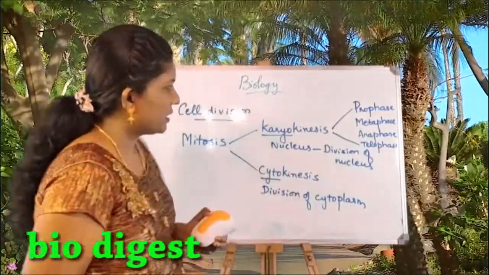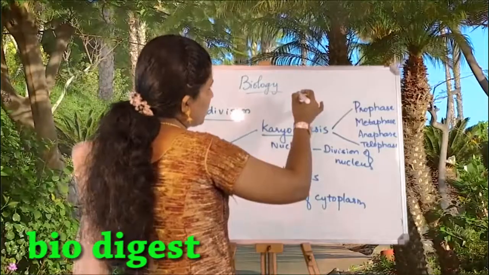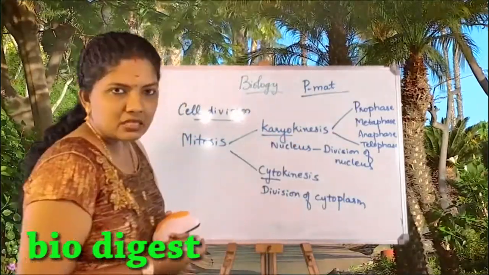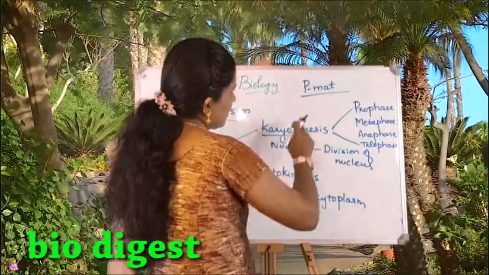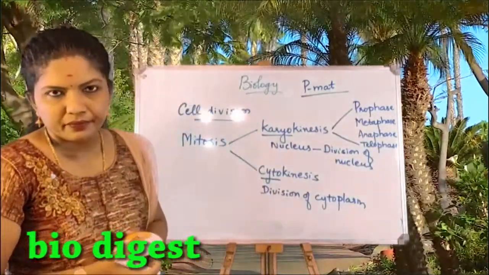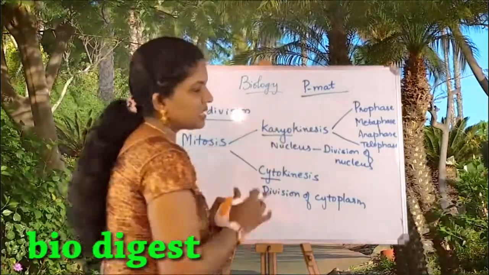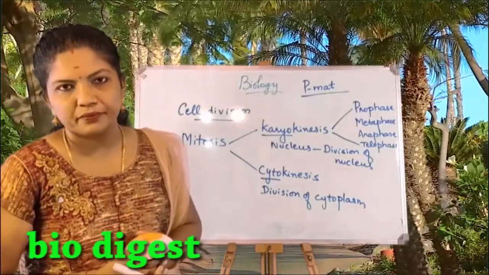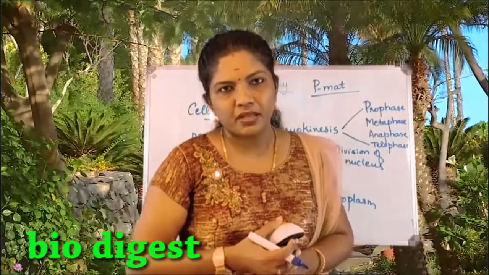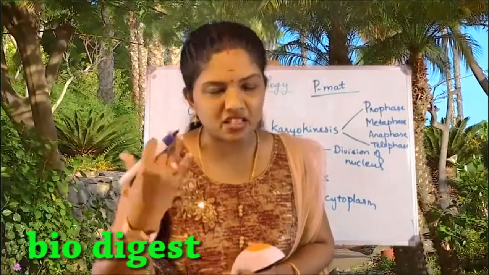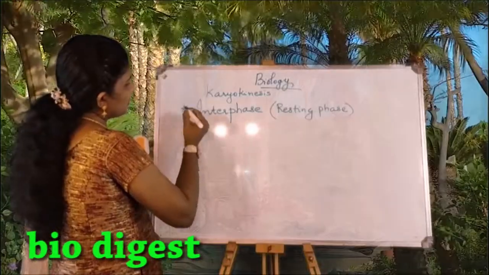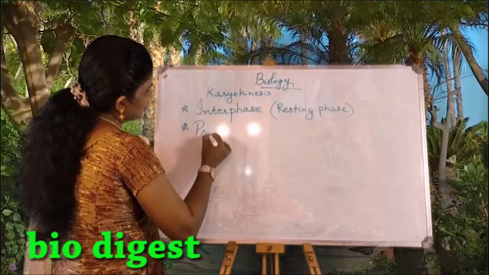This series of steps taking place in karyokinesis, you can remember like this: PMAT. P is prophase, M is metaphase, A is anaphase and T is telophase. I told you before the cell enters into karyokinesis, the cell will undergo a period of rest, which is what is known as interphase. We will discuss interphase in the next video. So coming to prophase. So this is over. Next is prophase.